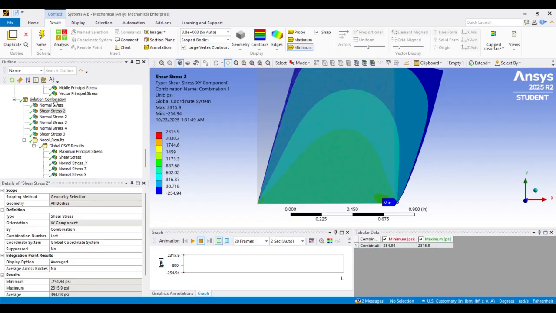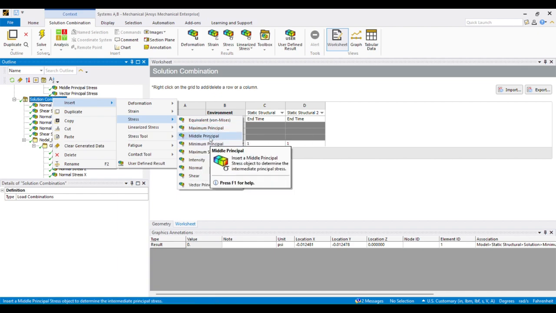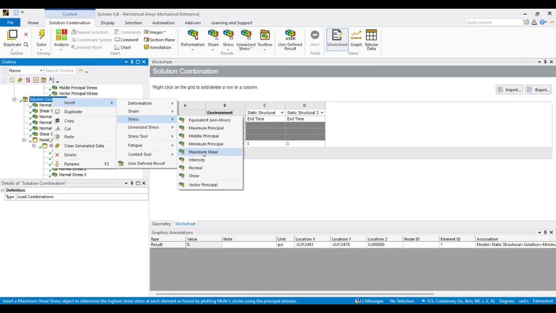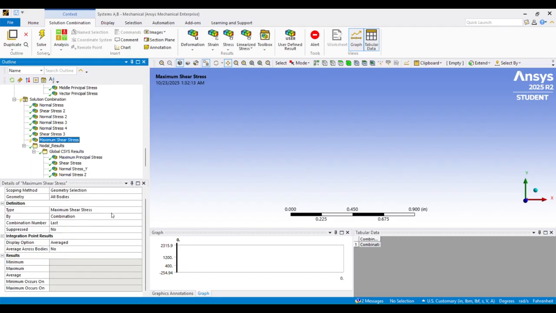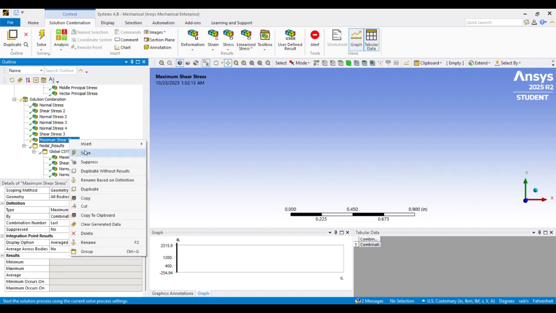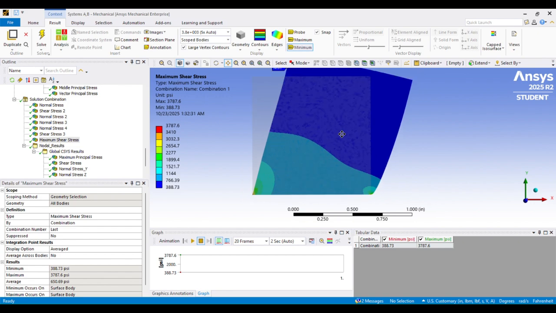And we can look at the maximum shear stress, which is just a function of the max and min principal stresses. Maximum shear. And you can see here, if you click on a principal stress option or the maximum shear stress option, you can't look at it in a coordinate system because it's invariant of the coordinate system. So if we click solve, it'll show you where your maximum shear stress is.